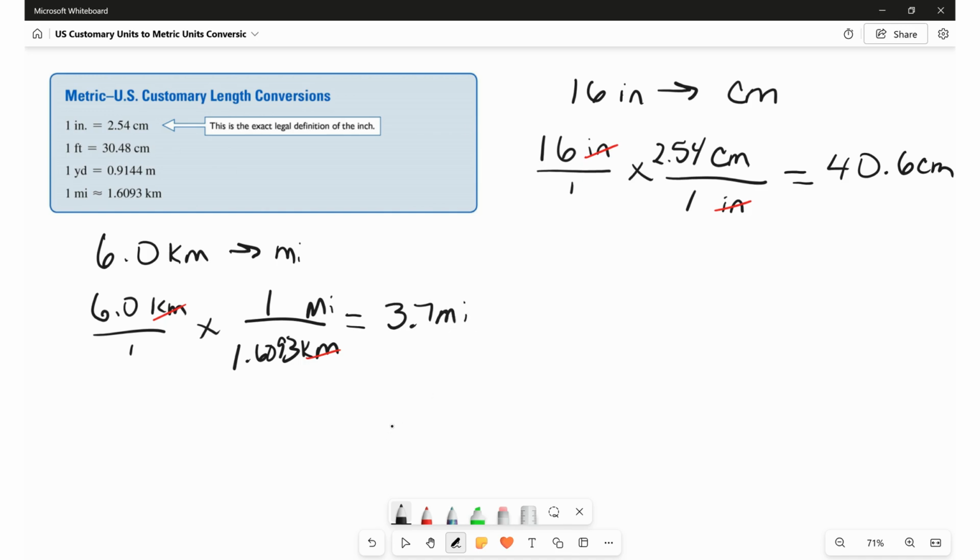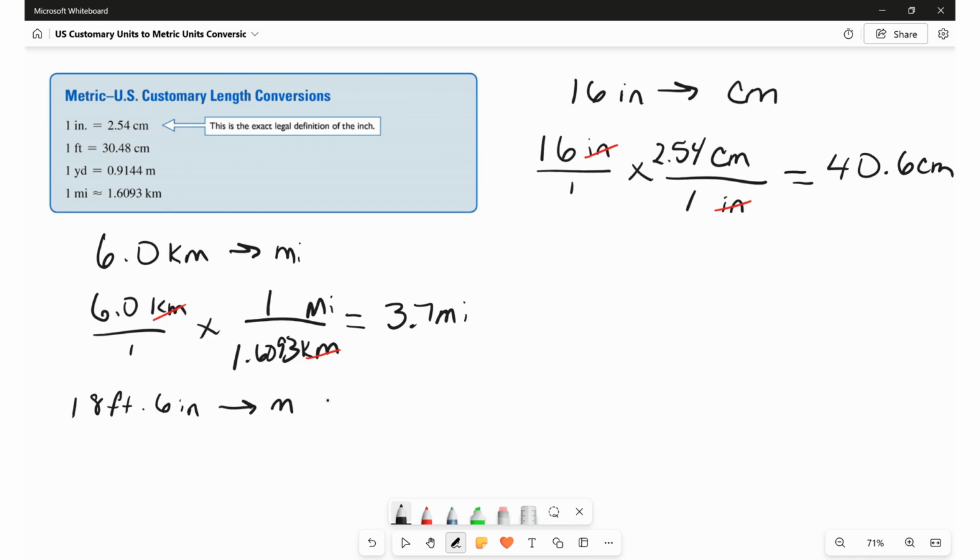Now let's look at one that's a little bit more complex. Let's say that we want to take 18 feet, 6 inches, and convert this to meters. Well, we've got a couple of options here. One option is to take this 18 feet, 6 inches, convert it all into inches, then convert it into centimeters, then convert it into meters. That seems like a lot, though.